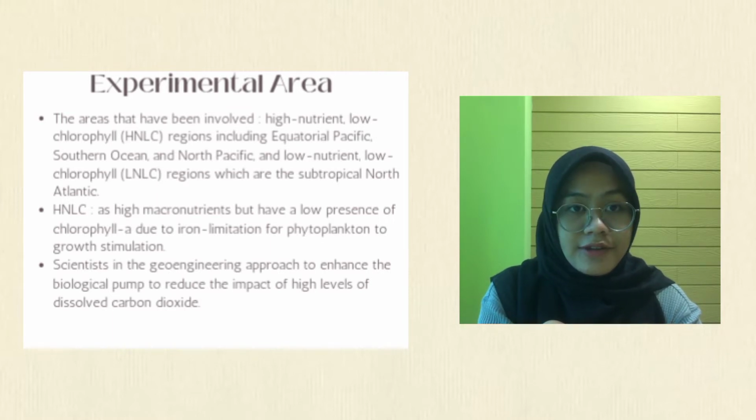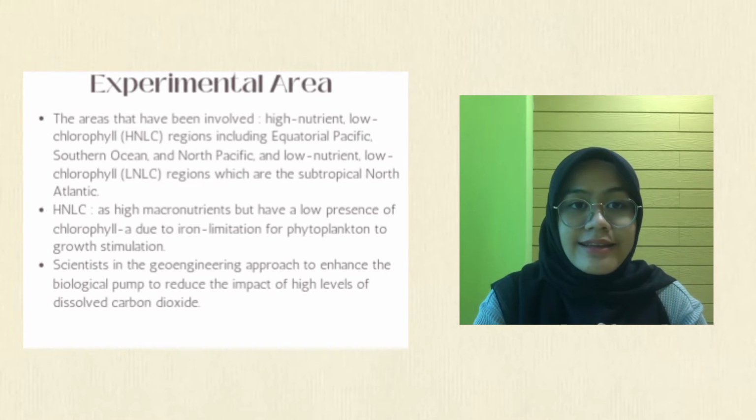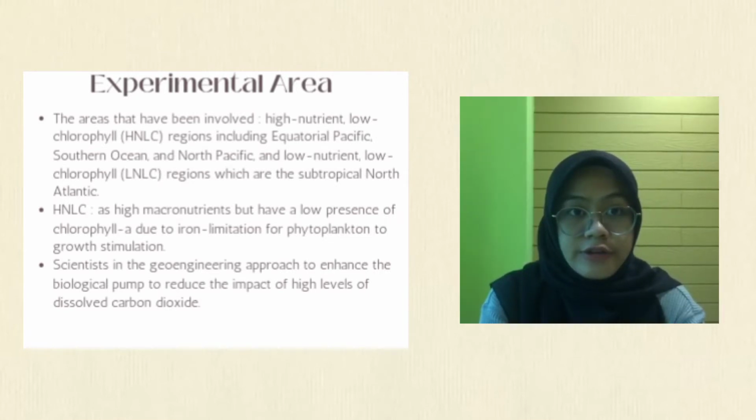The experimental areas for these experiments included the high nutrient low chlorophyll regions, which are the Southern Ocean, the North Pacific, and the Equatorial Pacific, while the low nutrient low chlorophyll region was the subtropical North Atlantic. The regions were chosen because of the high level of macronutrients but low chlorophyll abundance, caused by the low iron available for phytoplankton growth. This brings scientists in geoengineering an interest in enhancing the biological pump and iron fertilization in order to reduce the impact of the increasing carbon dioxide level in our atmosphere.